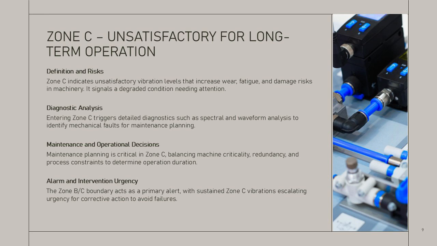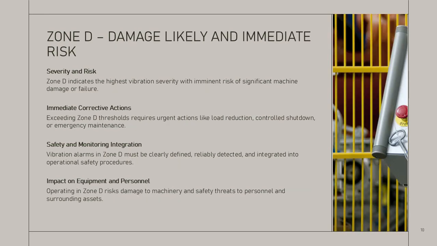In many vibration programs, the Zone B/C boundary is used as the primary alert alarm, while sustained or rapidly increasing vibration within Zone C escalates the urgency of intervention. Zone C thus serves as a critical decision zone where engineering judgment, risk assessment, and operational realities intersect. Zone D is the highest vibration severity zone defined by ISO standards and represents conditions where significant damage is likely to occur in a short period of time.